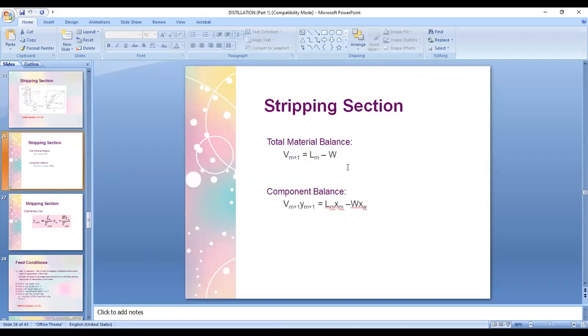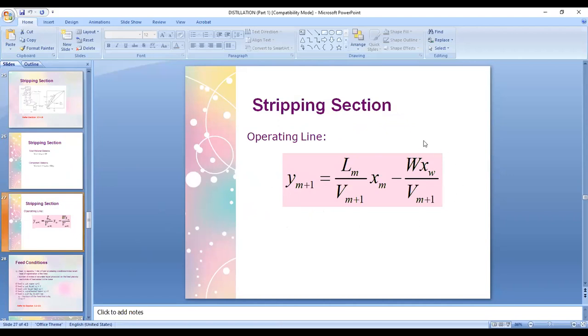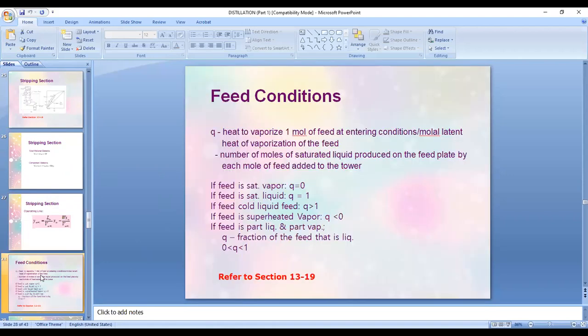Now you have your material balance here and your component balance in the stripping section, and this is its corresponding operating line equation. Now, it's very important in distillation to be able to determine the Q, because primarily everything that you're going to solve is dependent on this Q. There are two different definitions of the Q depending on which book you are using. So if it's based on the heat to vaporize 1 mole of feed at entering condition, whatever those conditions are, per molar latent heat of vaporization of the feed, this is John Copley's description of the Q.